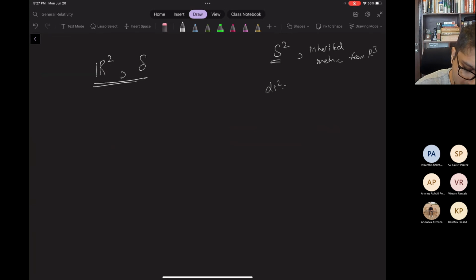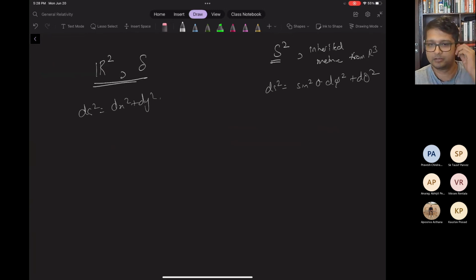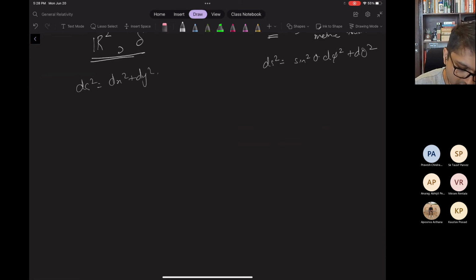Okay, that is ds square is sine square theta d phi square plus d theta square, and this one in the standard Euclidean coordinates is dx square plus dy square. So if I just look at R2 with delta, and now if I look at the metric, in this particular coordinate system, G is 1, 1.